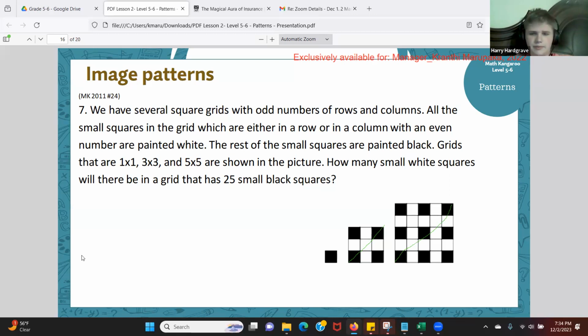The easiest way for me to explain this is that you know how many black squares you are, and you can say that the black squares are y squared. And then if you know how many black squares you are, you can say the total number of white squares minus the total number of black squares is going to be something squared.